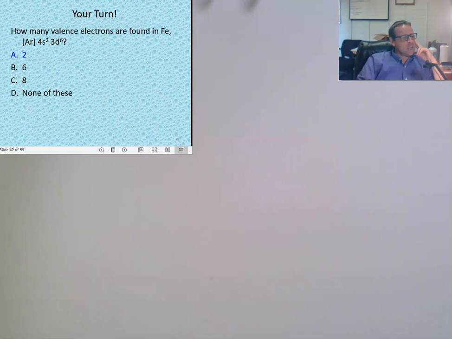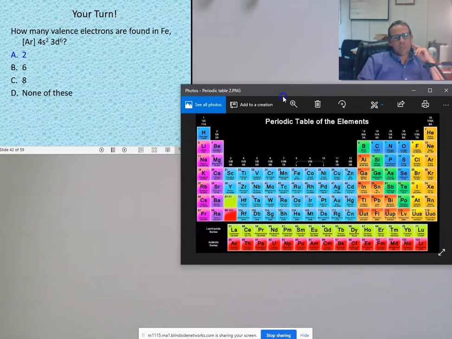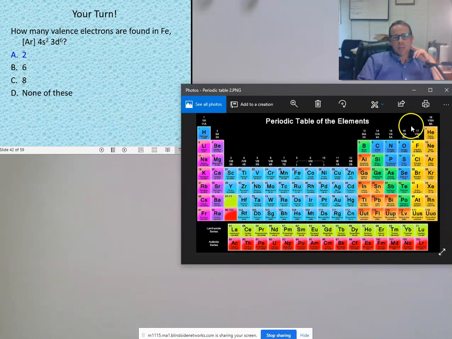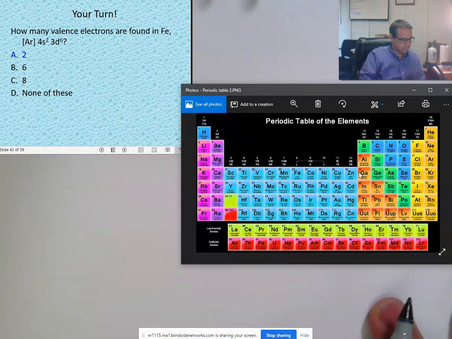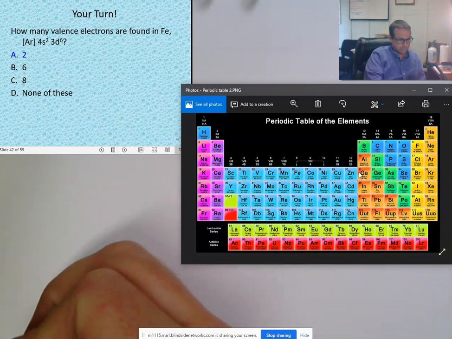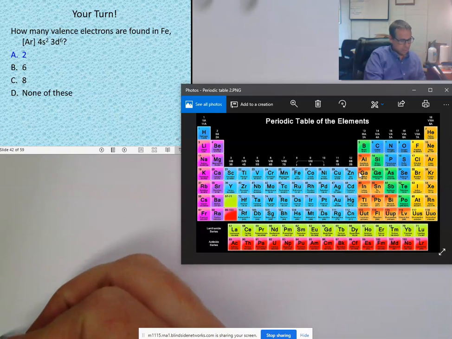So, how are we going to know? Well, this is the way we're going to know. Let me share my screen again, and let me bring up the picture of the periodic table. There it is. Okay, so looking at the picture of the periodic table, it's the periodic table that's going to guide us to know exactly how we have to draw this orbital diagram. Okay, so let me find our spot here.